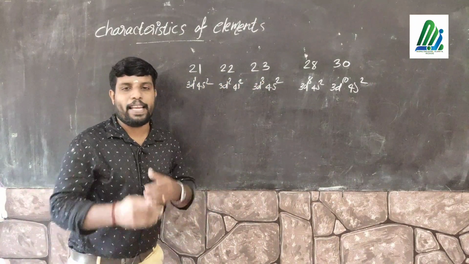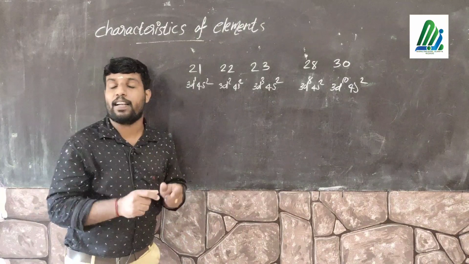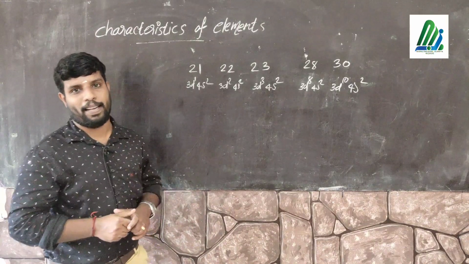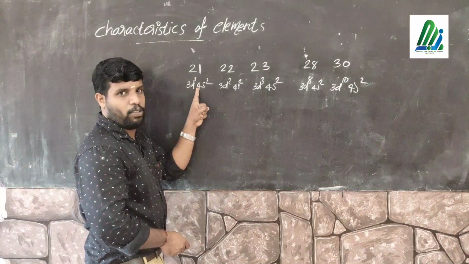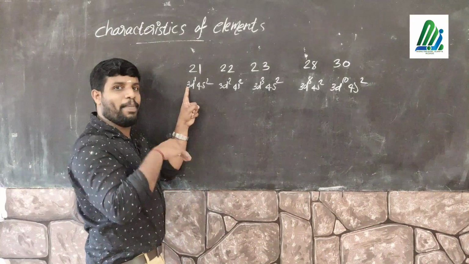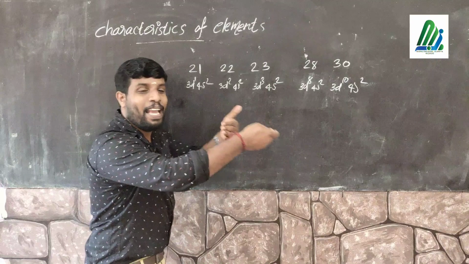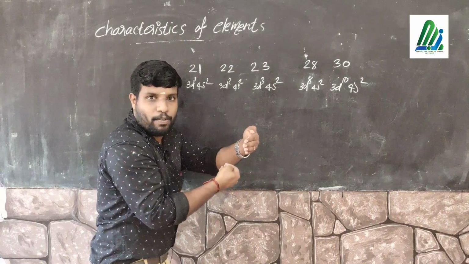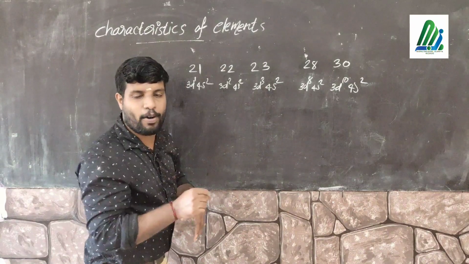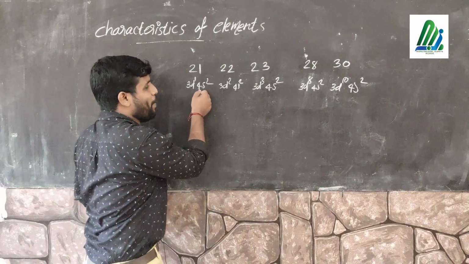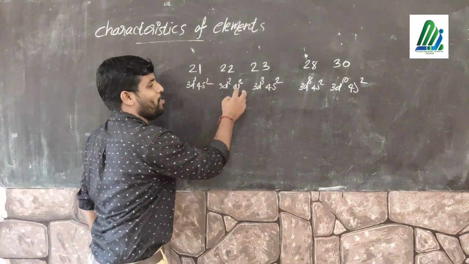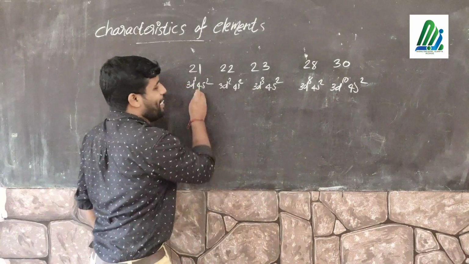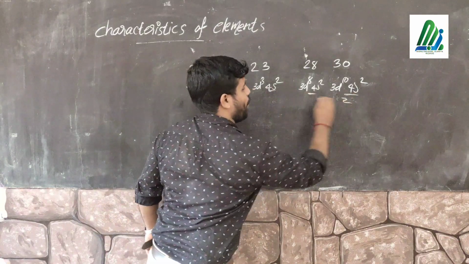Now look at that. In a chemical reaction, generally the valence electrons take part. Here the valence shell is the 4th shell. The third shell is the penultimate shell, it is not the valence shell. This is the inner shell to the valence shell, generally known as the penultimate shell. Here the valence shell contains 2 electrons, in all these elements.